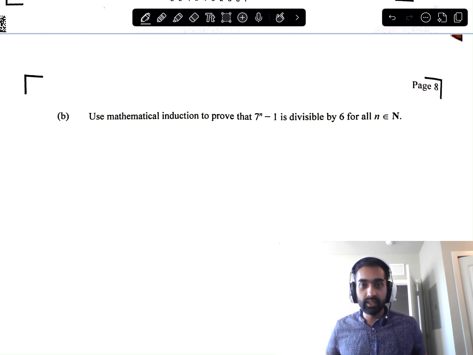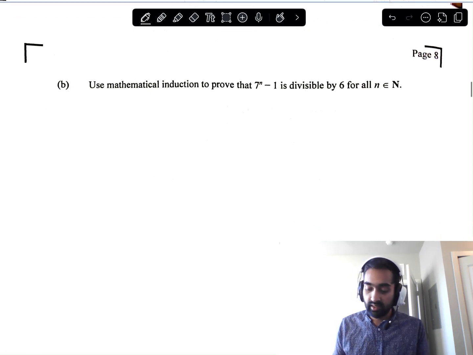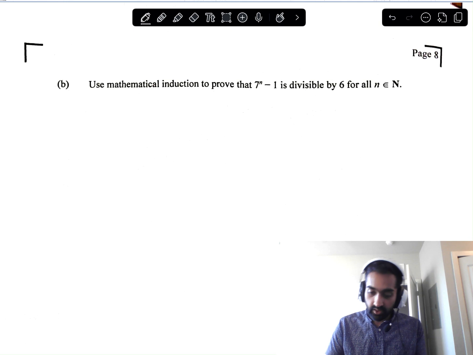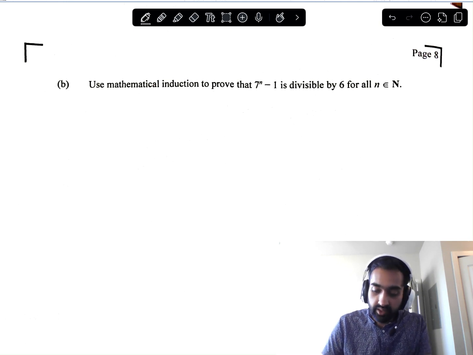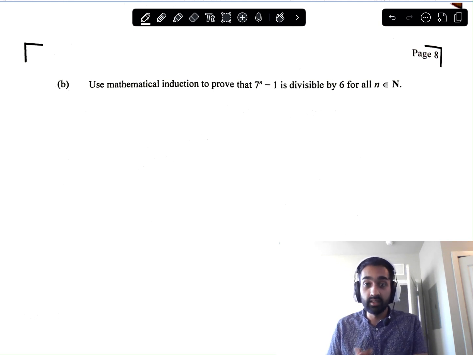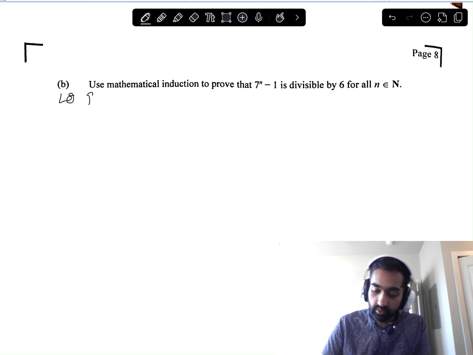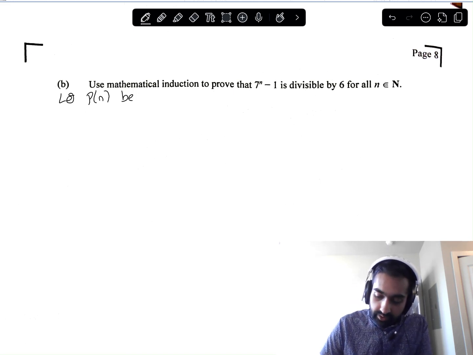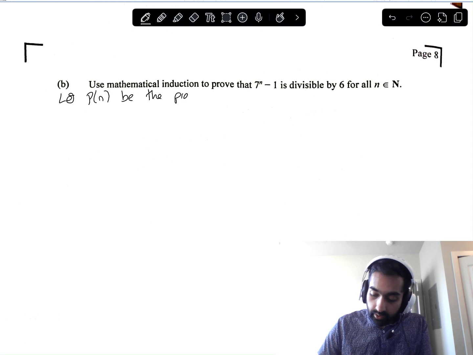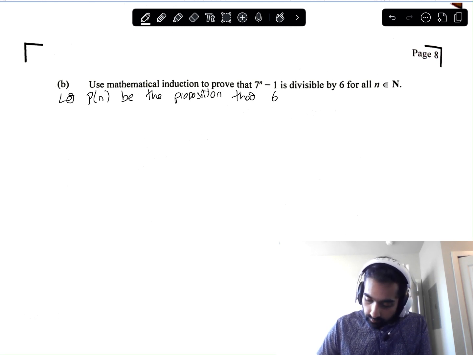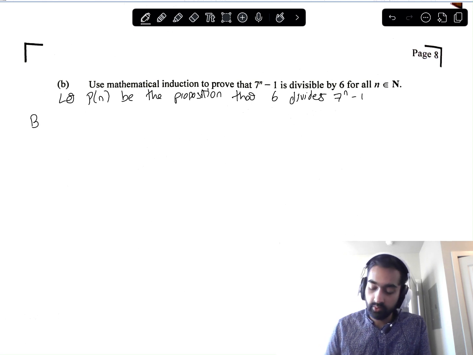Okay, part B now asks us to use mathematical induction to prove that 7 to the n minus 1 is divisible by 6 for all natural numbers n. The first thing you need to do in mathematical induction is to define your proposition. So we start by saying let P of n be the proposition that 6 divides 7 to the n minus 1.